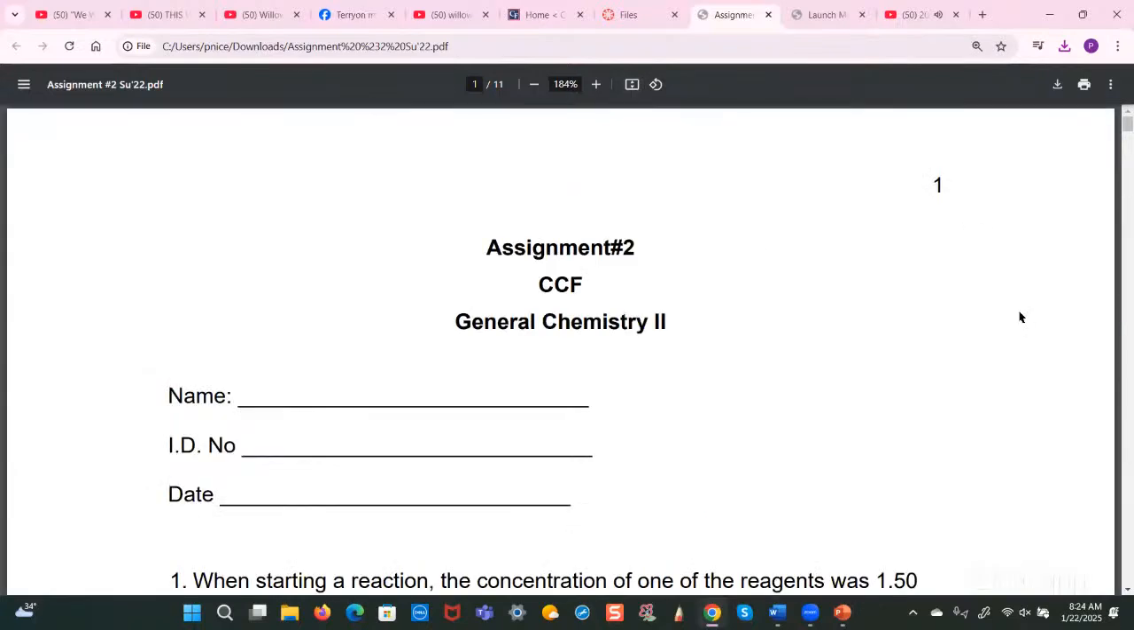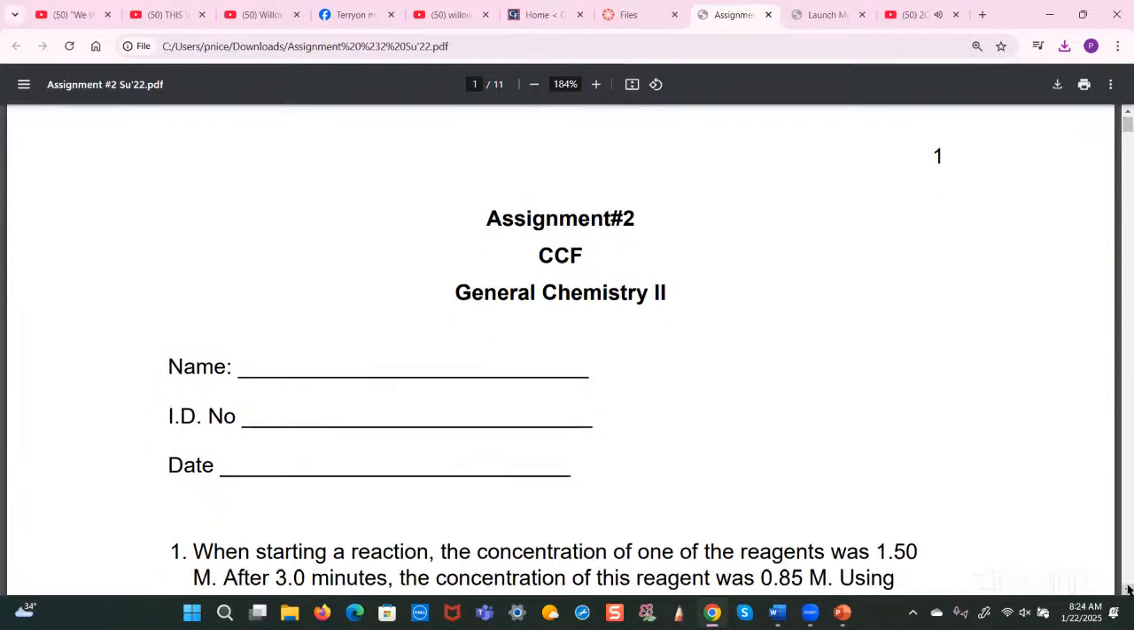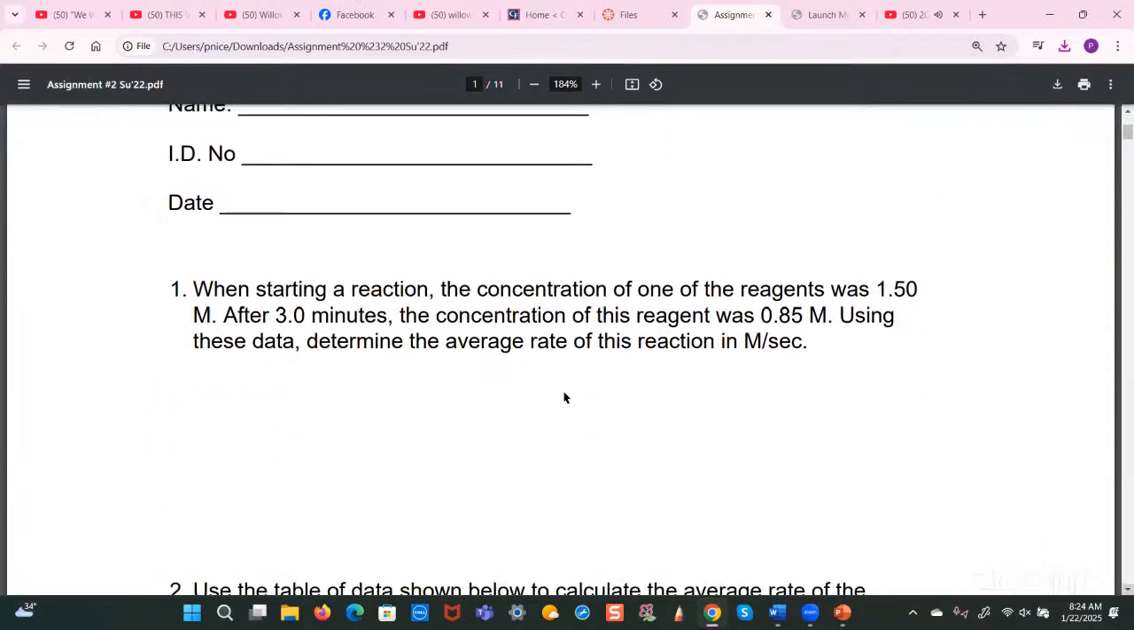Where's my pen? All right. So let's look at the first question. It says, when starting a reaction, the concentration of one of the reagents is 1.50 M. It says after 30 minutes, the concentration of this reagent is 0.85 M. So the question says, using these data, determine the average rate of the reaction in M per second.